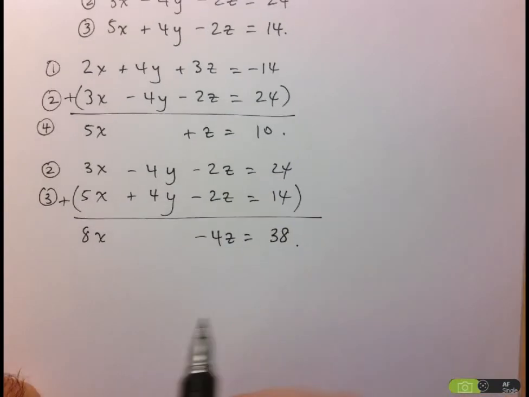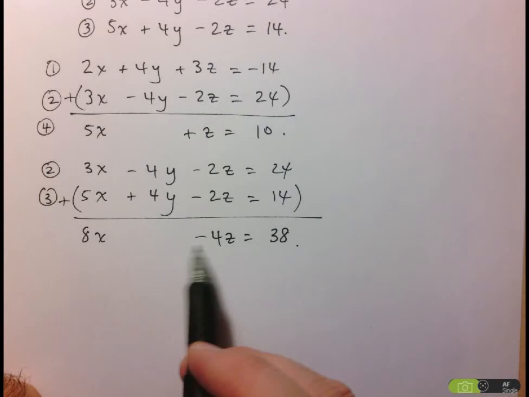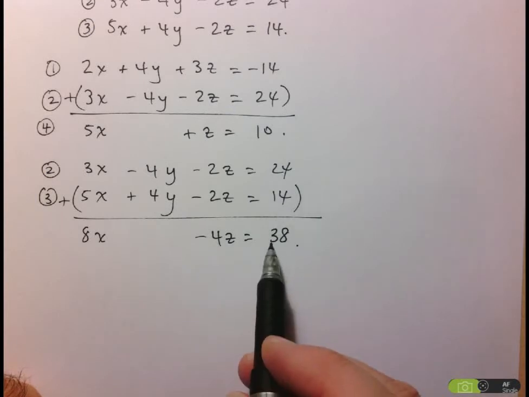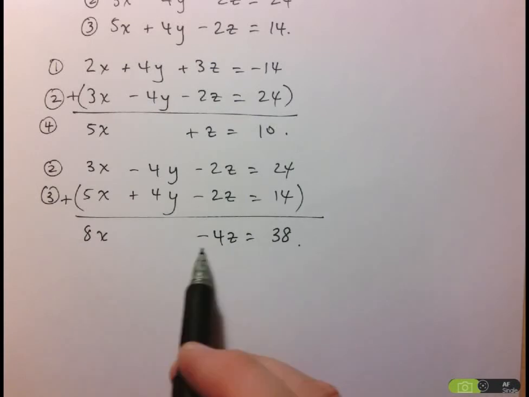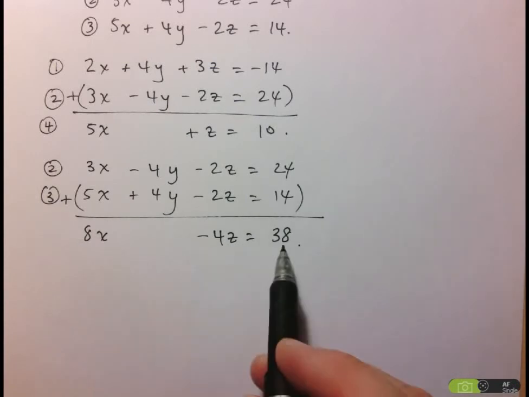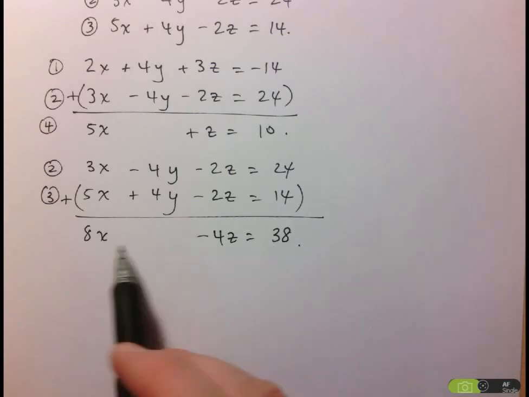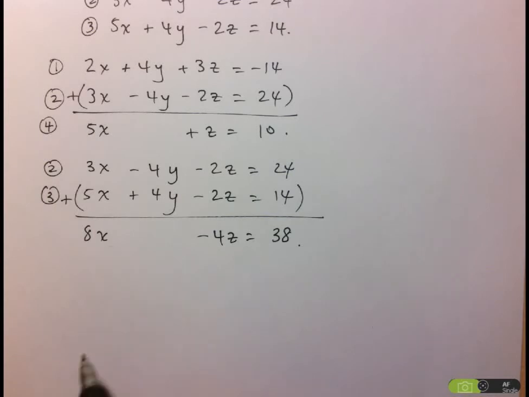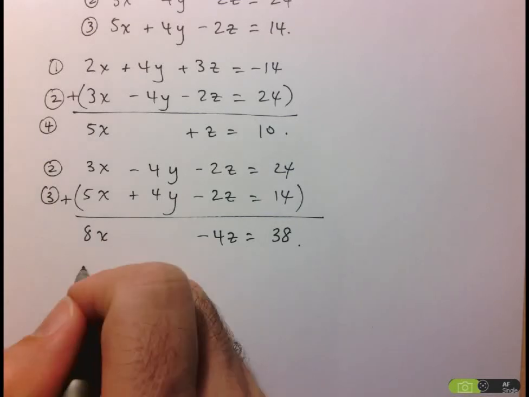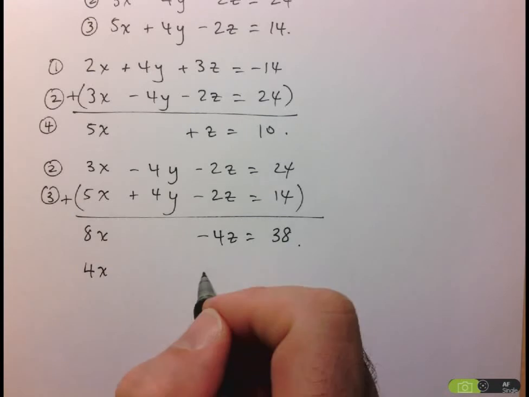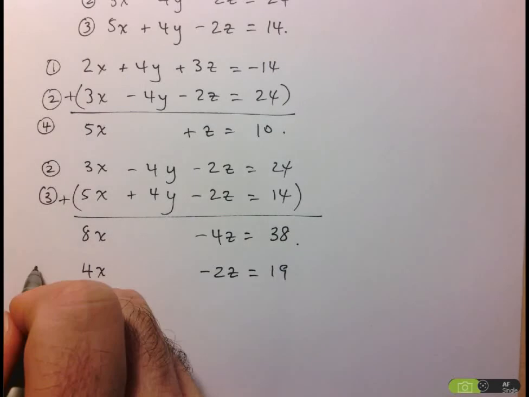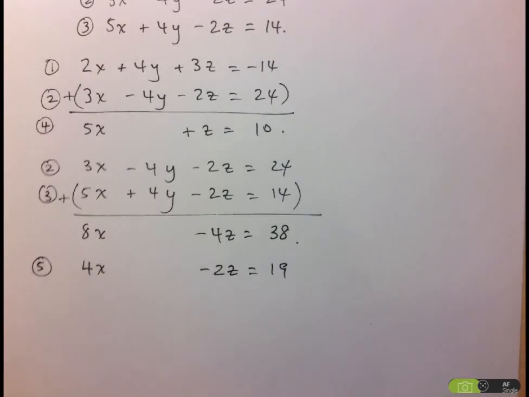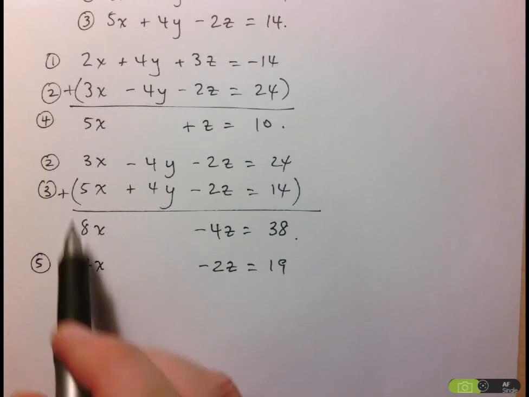Now I notice that 8, negative 4, and 38 all share a common factor of 2. While I could work with this equation, it'll be easier if I divide both sides of the equation by 2. I don't change the relationship if I'm doing the same operation to both sides. So that becomes 4x minus 2z equals 19, and I'm going to label this as equation 5. Now I look at 4 and 5.